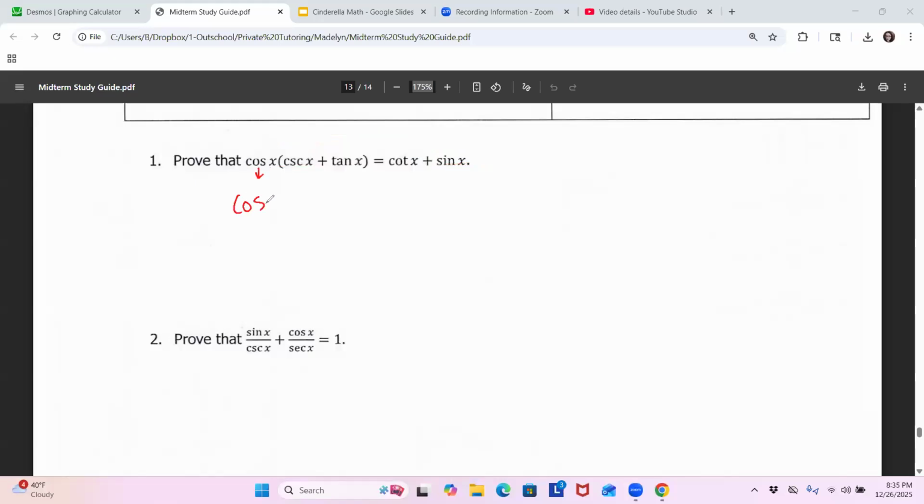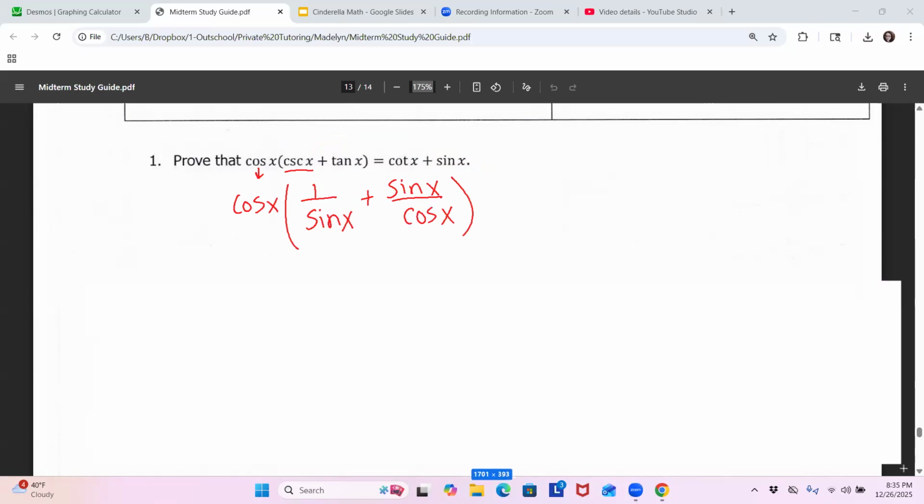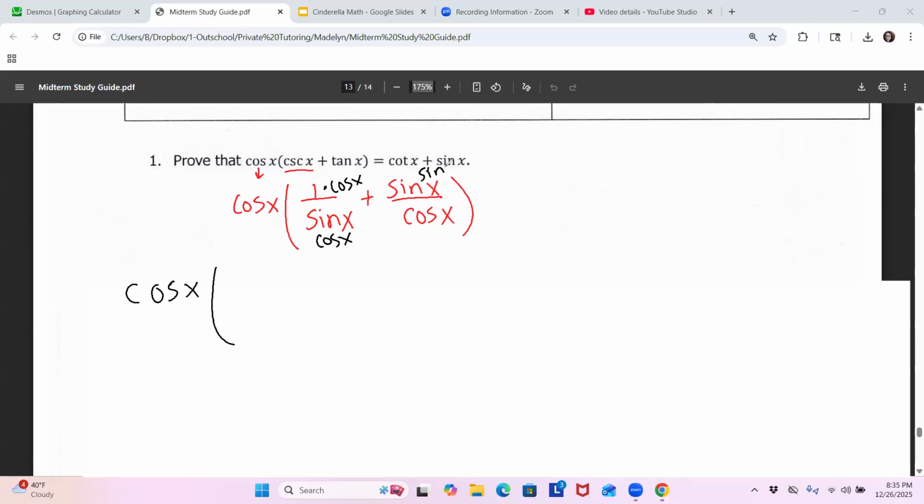Cosine's fine. And then you know cosecant is the reciprocal of sine. So that would be 1 over sine. And then we know tan is sine over cosine. And again, if you're allowed a cheat sheet for this, that would all be on your cheat sheet under the reciprocal section, and then the tan would be under the quotient section. Okay, let's get a common denominator. So I'm going to multiply this side by cos and this side by sine.